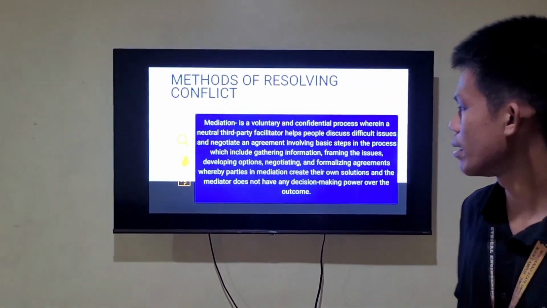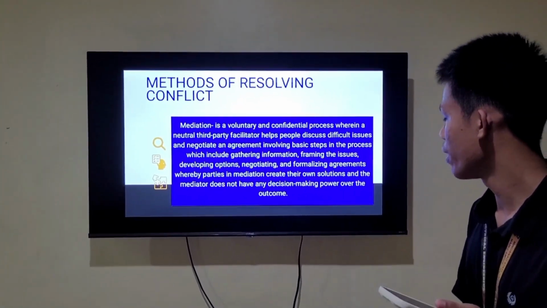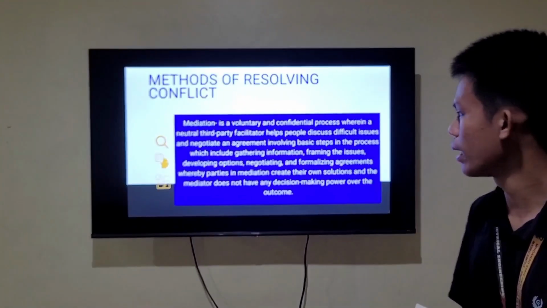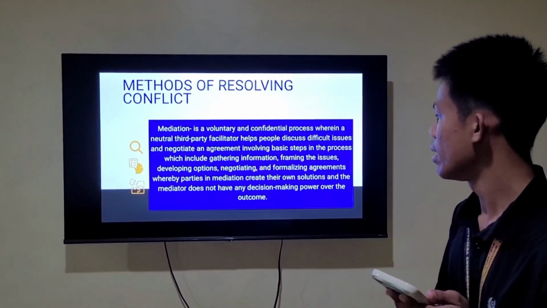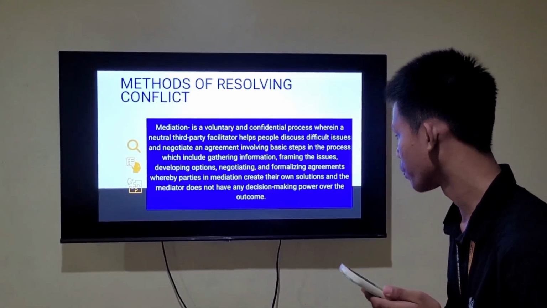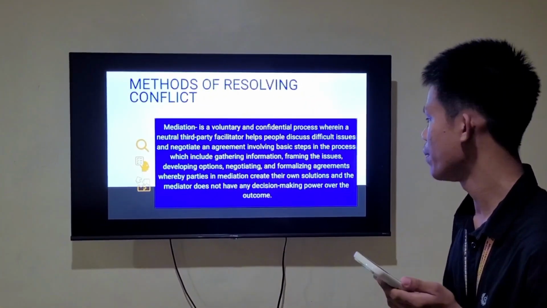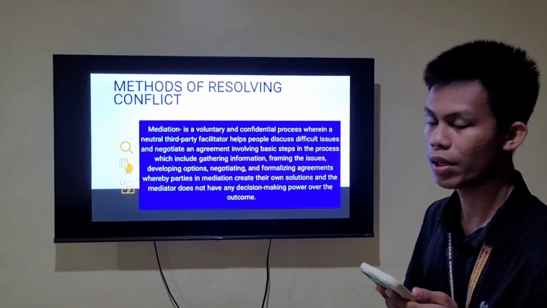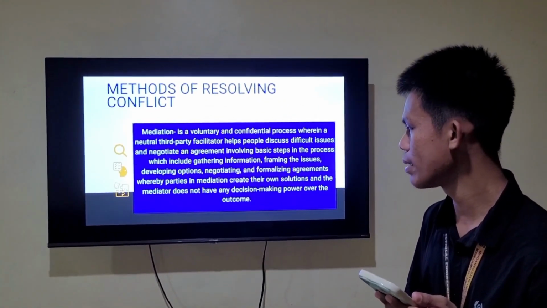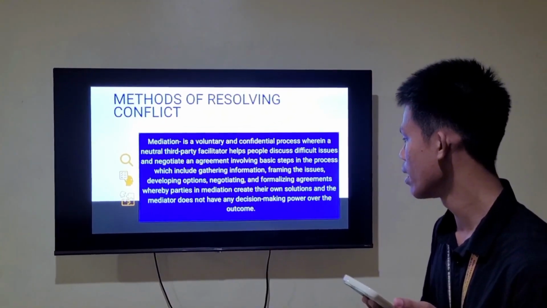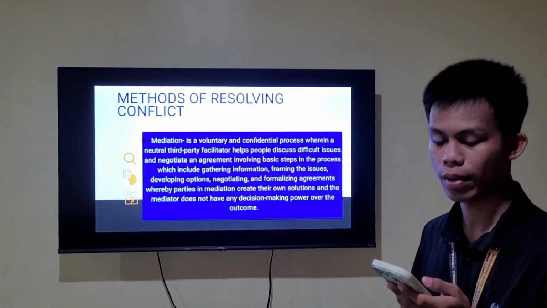So, next we have here mediation. Mediation is a voluntary and confidential process wherein the neutral third party facilitator helps people discuss difficulties and issues, and negotiate an agreement involving basic steps and processes which include gathering information, framing the issues, developing options, negotiating and formalizing agreements, whereby parties in mediation create their own solutions, and the mediator does not have any decision-making power over the outcome.